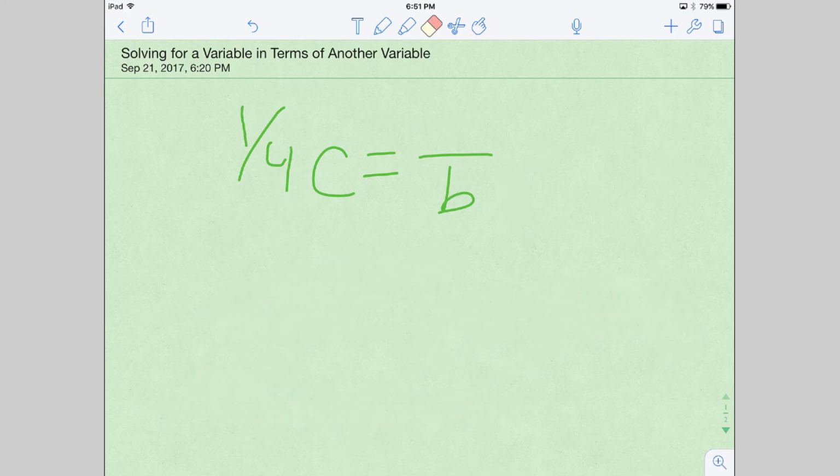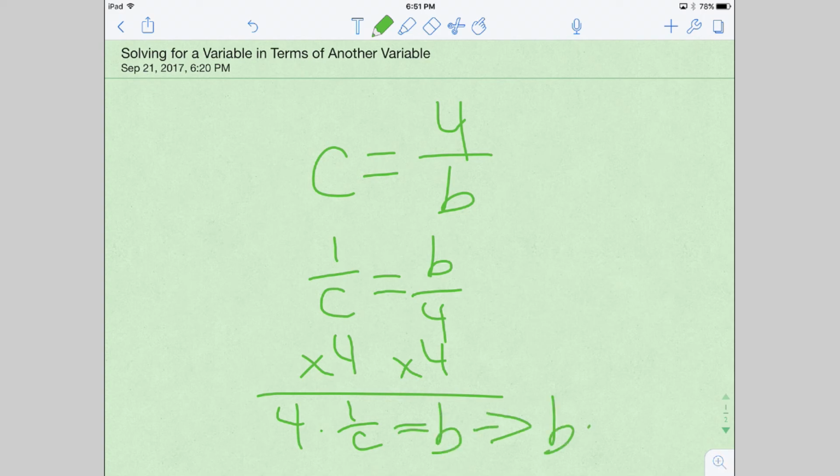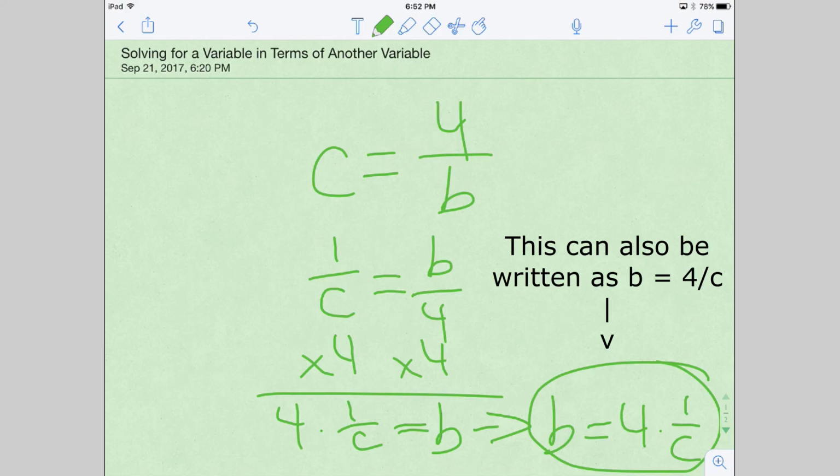So if I was to erase all this stuff, and then change that back to c equals 4 over b, then I could take the reciprocal of both sides to get 1 over c equals b over 4. And then if we just multiply each side by 4, then we can get that 4 times 1 over c equals b, or that b equals 4 times 1 over c. And if we were to use our example from before of 4/3 and 3, you can see that this time it actually works, because we have b equals 4 times 1 over c.